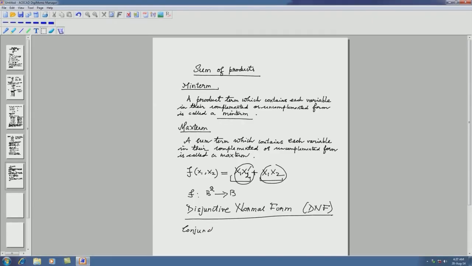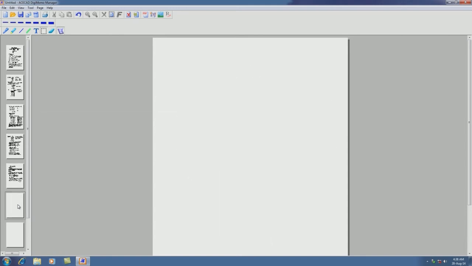Now, we will soon see that we can write a function as a product of sum terms, that is, a product of max terms in particular, and that will be called conjunctive normal form, or CNF. To do that, we will take up again the same function that we have discussed just before and try to find its conjunctive normal form, or in other words, try to write a Boolean expression which is a product of max terms.